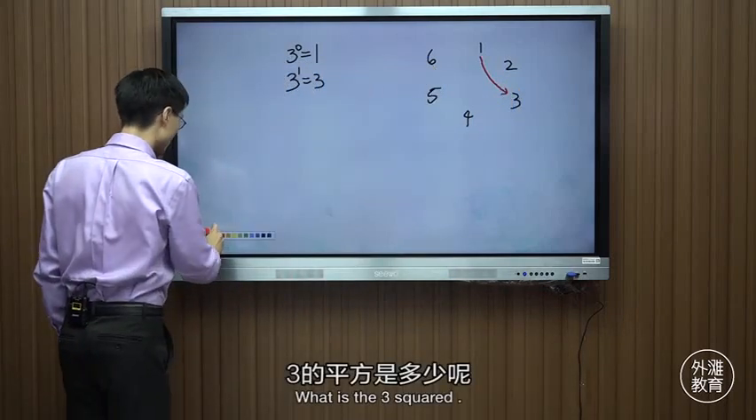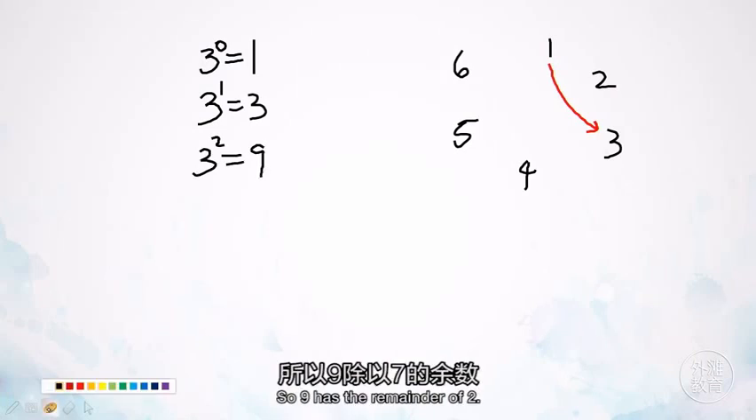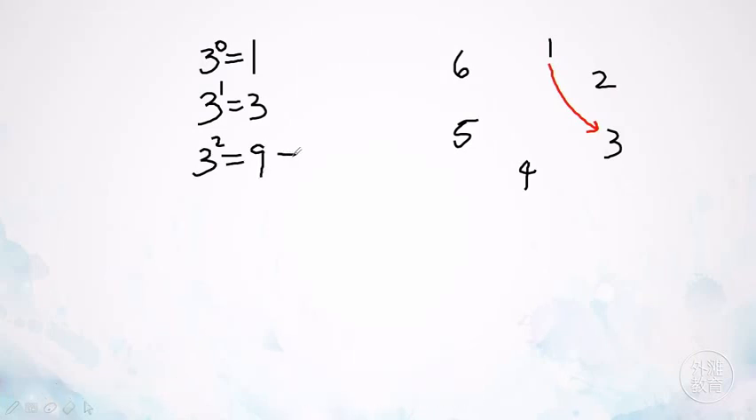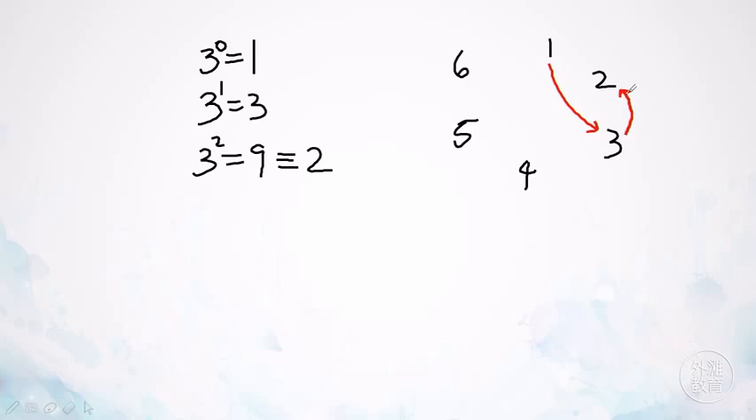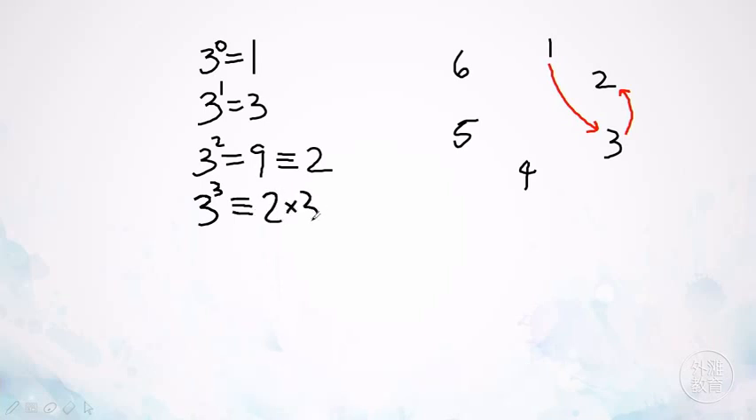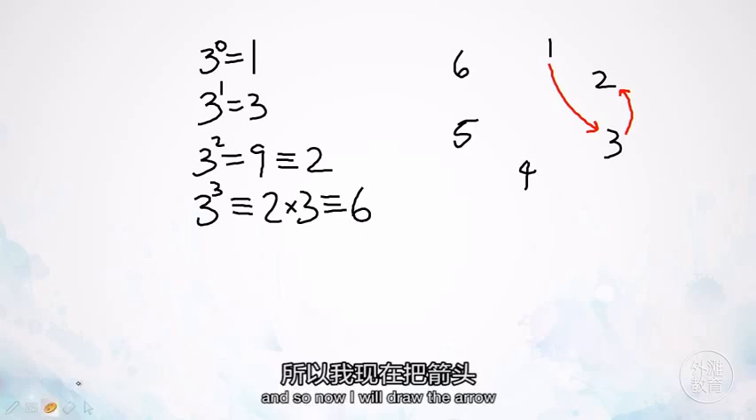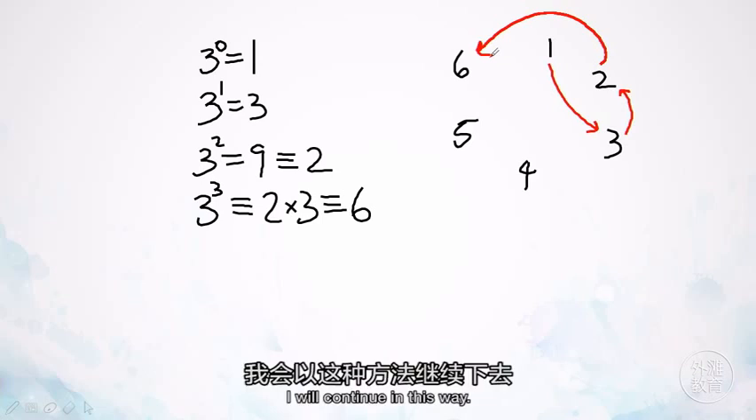What is 3 squared? 3 squared is 9. So 9 has a remainder of 2 when I divide by 7. And so I'm going to draw my arrow here. 3 goes to 2. Next, 3 cubed is going to be, I'll already use the 2, take 2 times 3 to get 6. And so now I'll draw the arrow from the 2 to the 6. I will continue in this way.